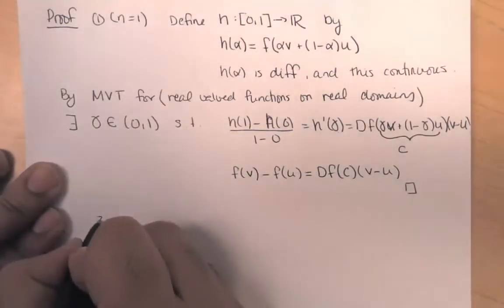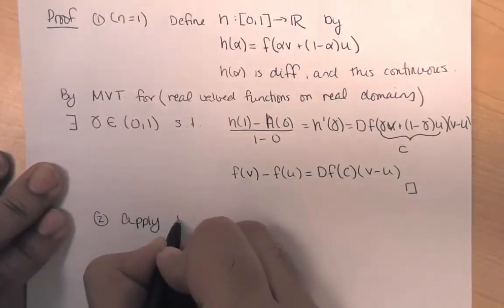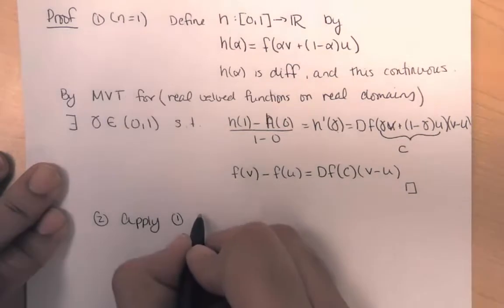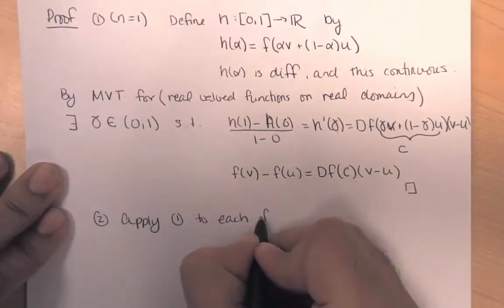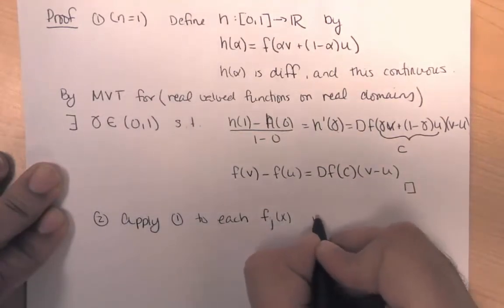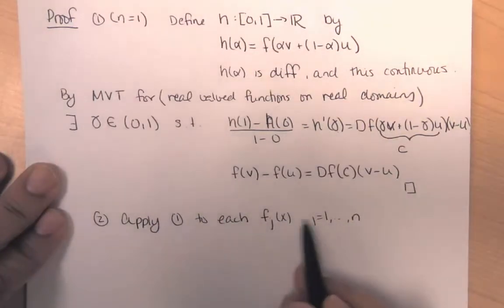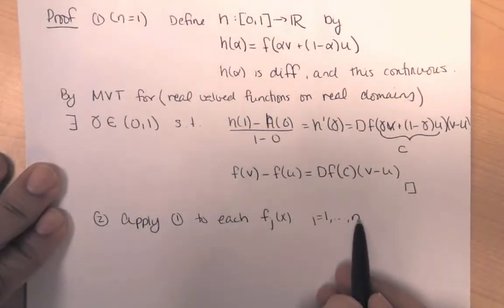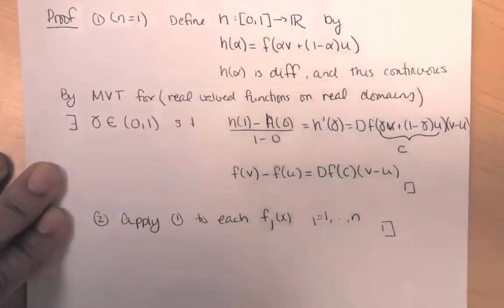Now, for the second bullet, we just apply the result from 1 to each f_j of x, for j equal to 1 through n, because the codomain is within an n-dimensional space. And that completes the overall proof.